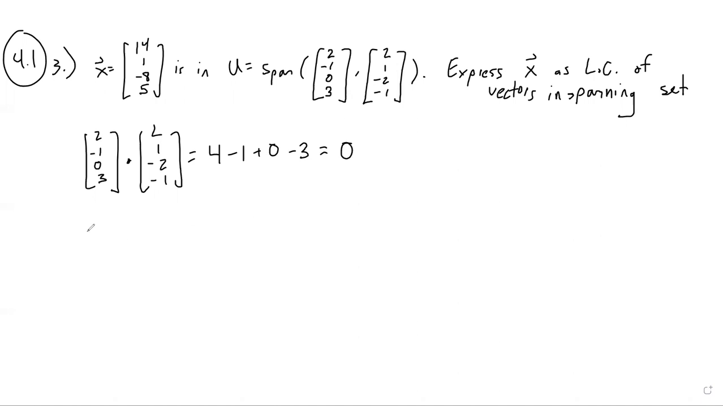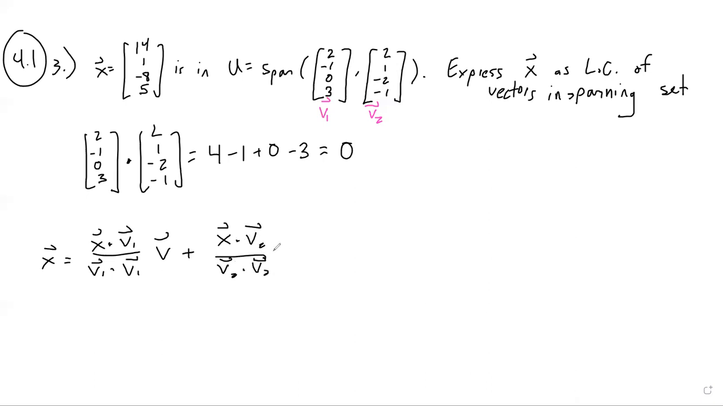So we get to use our formula. I'm going to just denote these as, let's call it my v1 and v2. So my x is going to be x dotted with v1 divided by v1 dotted with itself, and then times v1, and then x dotted with v2 over v2 dotted with itself, and then v2. And this only works because those two vectors are orthogonal. And so we can just write everything out here.